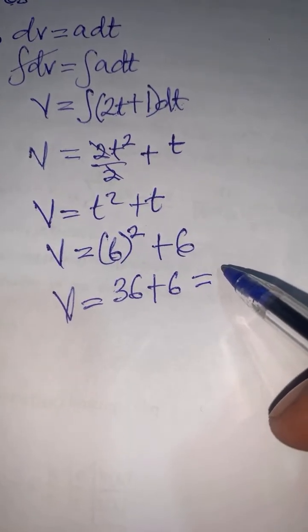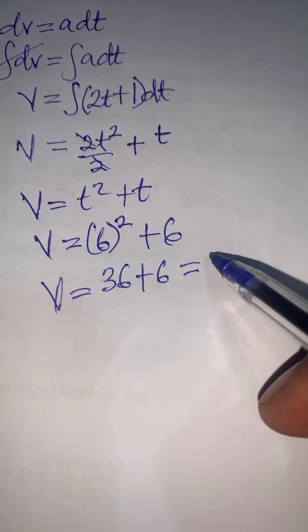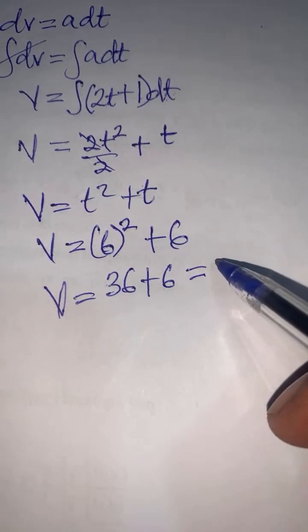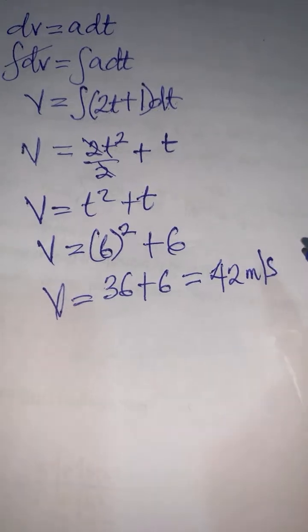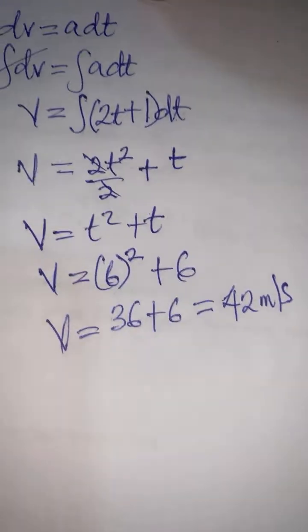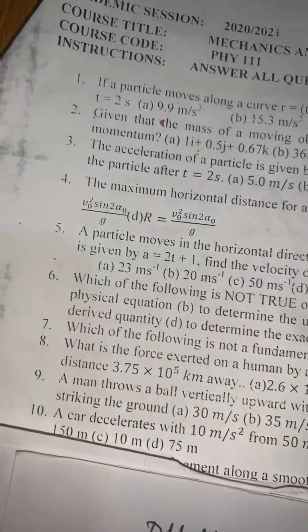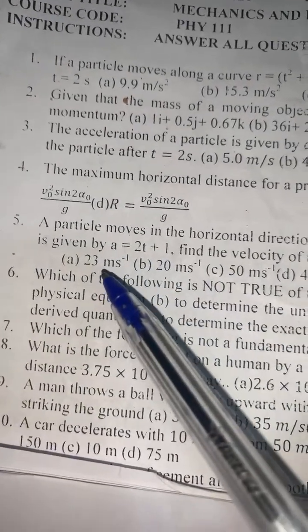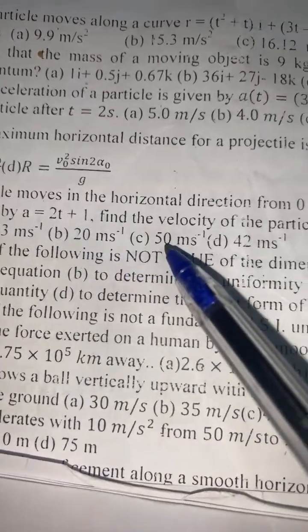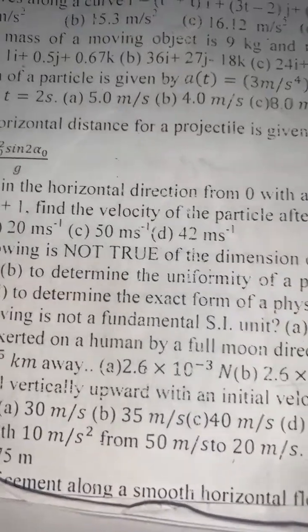Someone should talk to me. I'm saying 36. Are you sure it's 36? I'm having 42 meters per second. Okay, let's confirm if it is 42. I just need you to see why we need to be careful while solving problems. I think we're having 42 here. You see it? So the option is what?